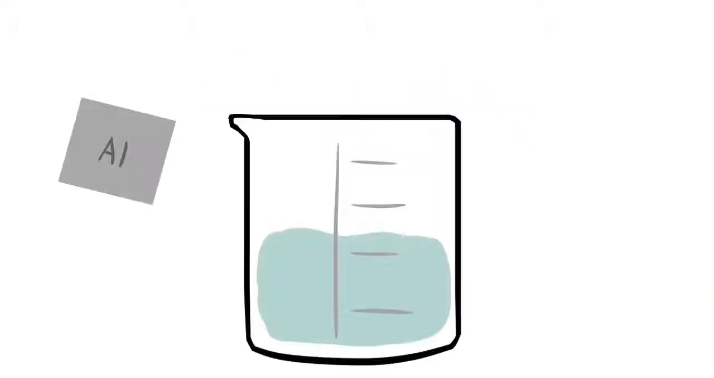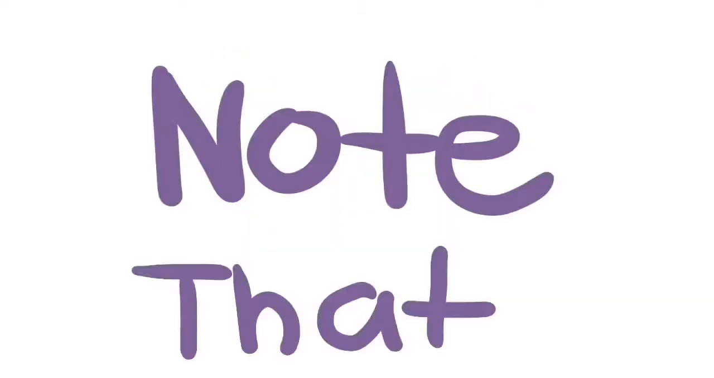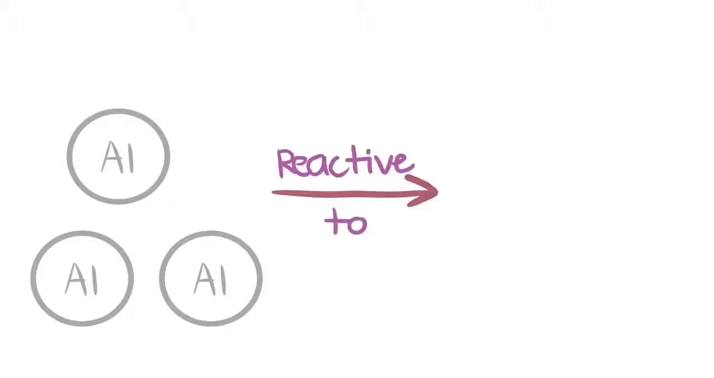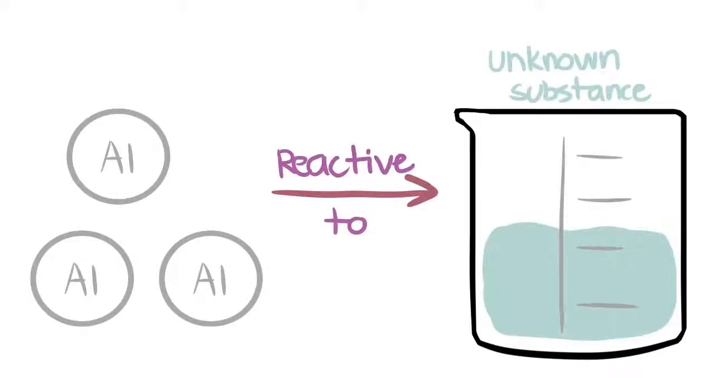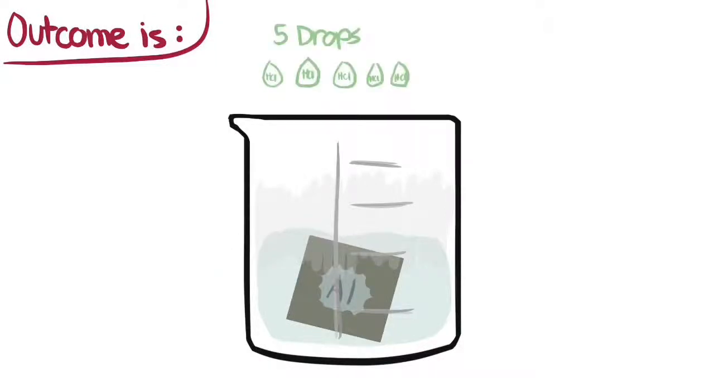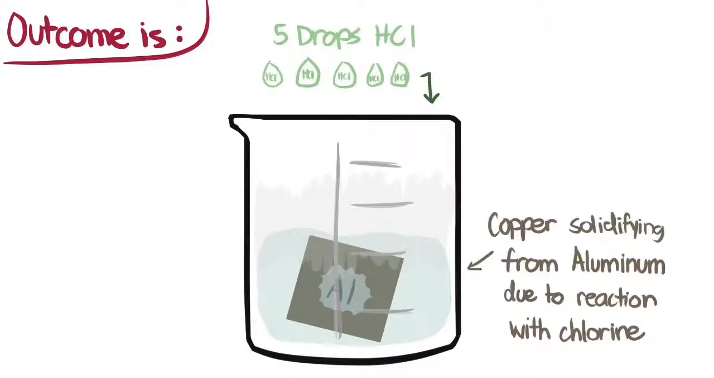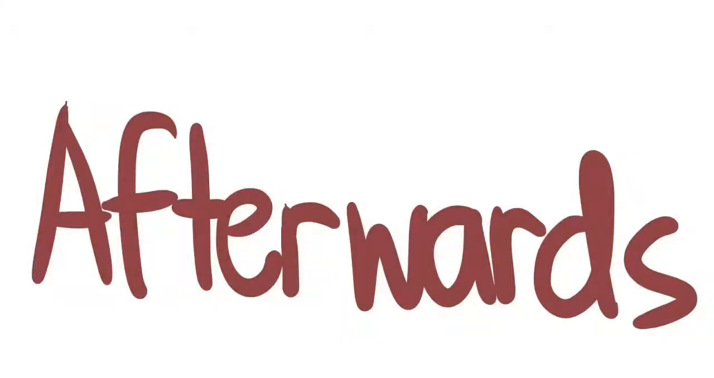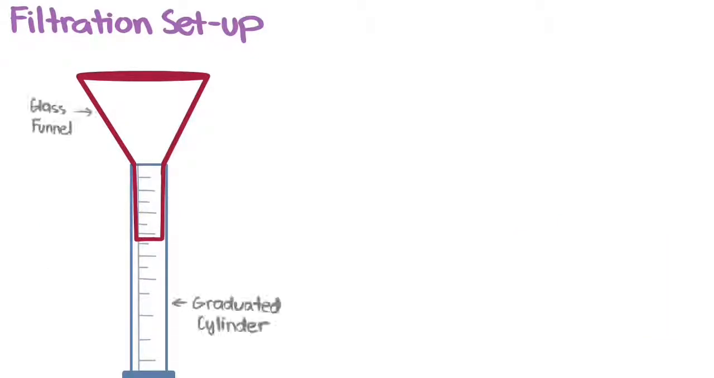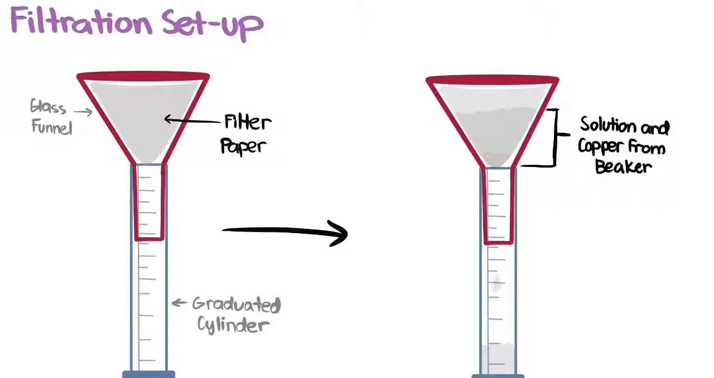The aluminum plate is added inside. Note that aluminum is a reactive element to the unknown liquefied chemical. We added 5 drops of HCl. Afterwards, we prepared a filtration setup using the filter paper to separate the copper from the solution.